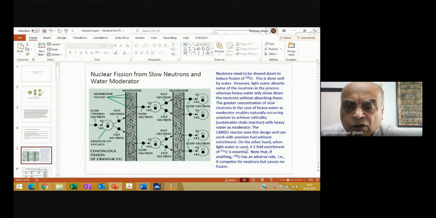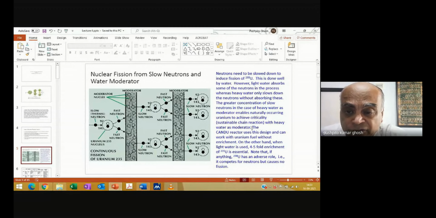Neutrons need to be slowed down to induce fission of uranium 235. This is done well by water. However, light water absorbs some of the neutrons in the process, whereas heavy water only slows down the neutrons without absorbing these. The greater concentration of slow neutrons in the case of heavy water as moderator enables naturally occurring uranium to achieve criticality. Okay, criticality means something that can sustain a chain reaction with heavy water as moderator.